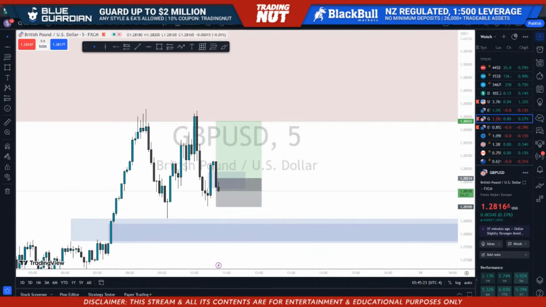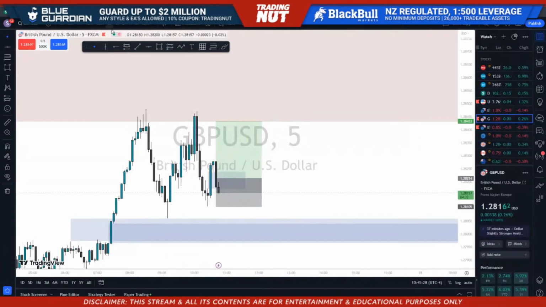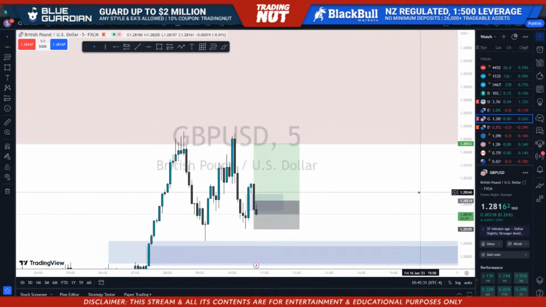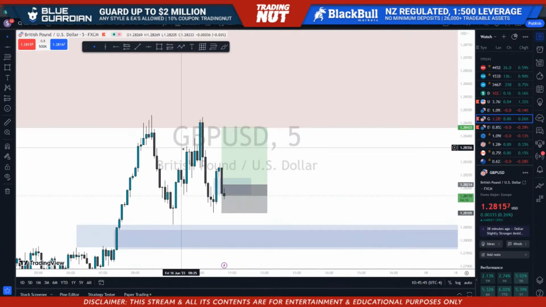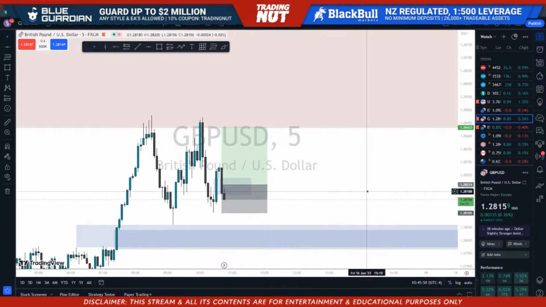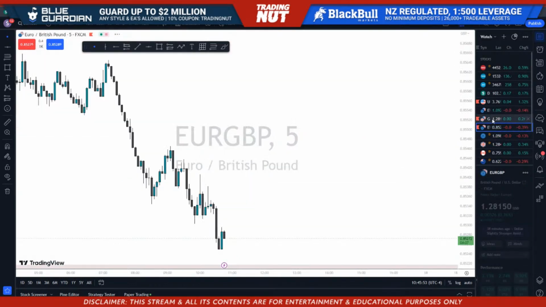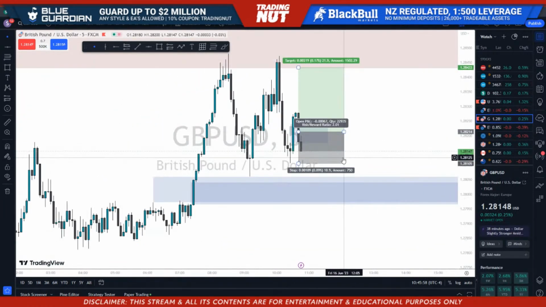Let's check the dollar index real quick. Looks like we might see this order block after all. Fair value gap is completely filled. Let's see. My guess is the Euro is bleeding. Yeah, Euro is completely bleeding. At least the GBP is remaining steady where it is.